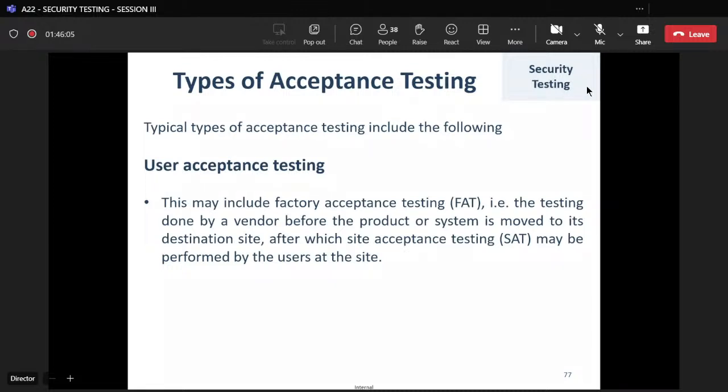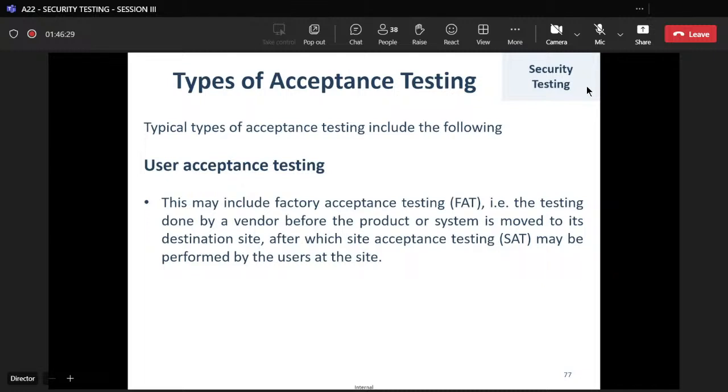Different types of acceptance testing: user acceptance testing, or you can say factory acceptance testing. This will be done by the development team itself, you can say the vendor, before releasing the product. That is called factory acceptance testing, and it can also be called alpha testing.